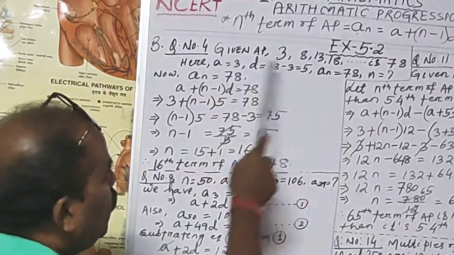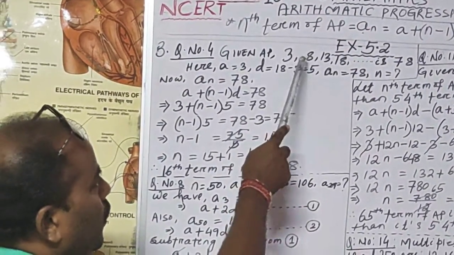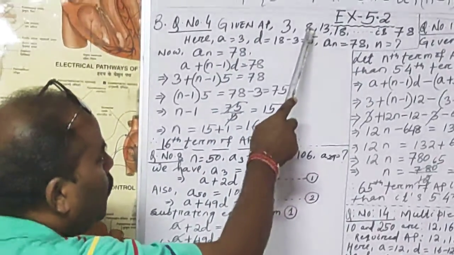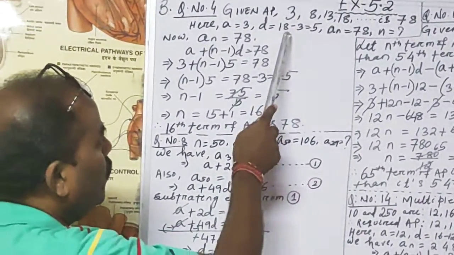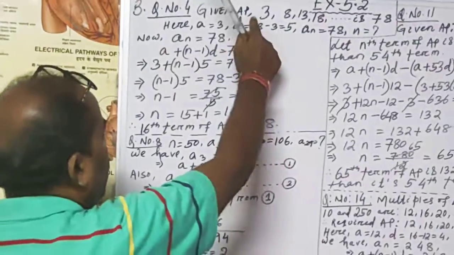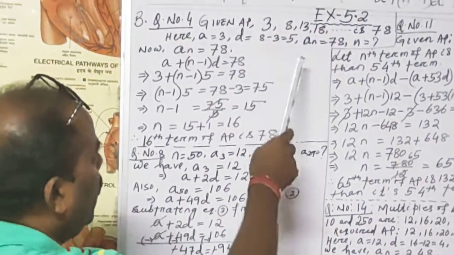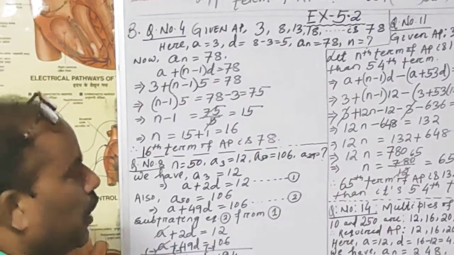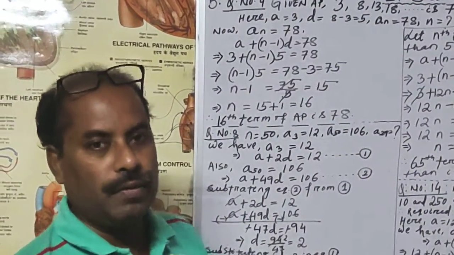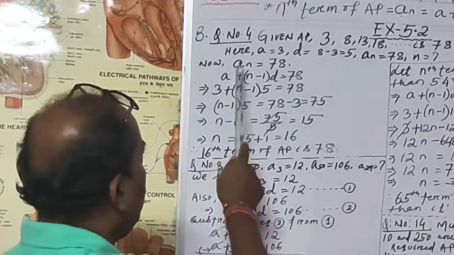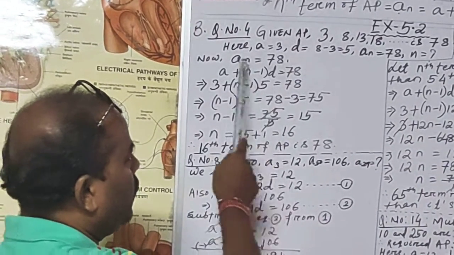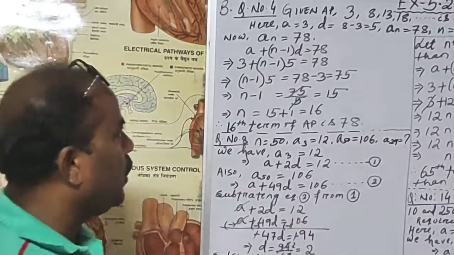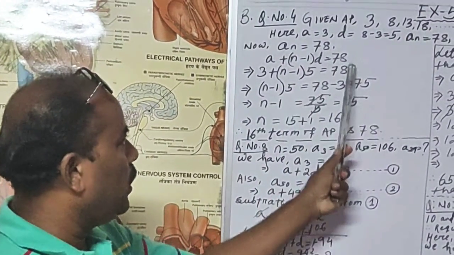So let us see. This 78 is given, meaning this is the nth term already given here. What is given, we have to find out. From here we can find the first term, a is equal to 3. The common difference will be 8 minus 3 is equal to 5. This is the common difference, and an is already given as 78. Now we have to find which term, meaning the nth term. So the formula is an equals a plus n minus 1 into d equal to 78.